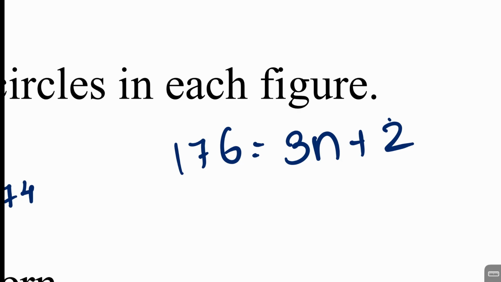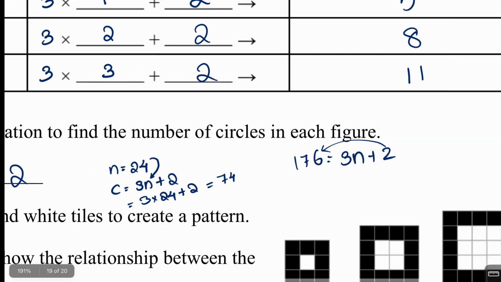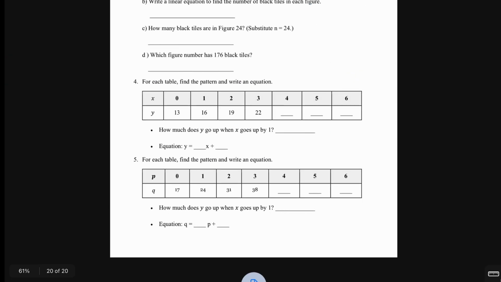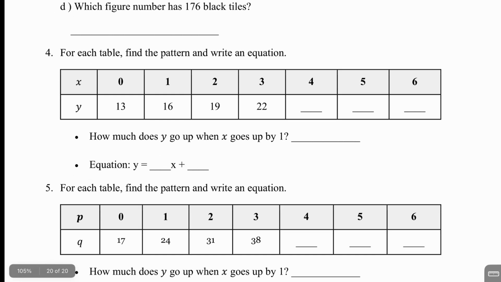Like you have to move the 2 to this side, so 176 minus 2. And after that you have to divide by 3. That's it. I'm not detailing that part. It's up to you. And I will explain the last two questions quickly.